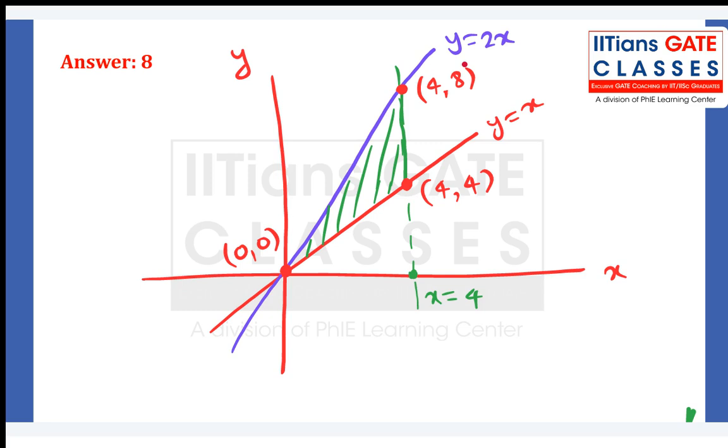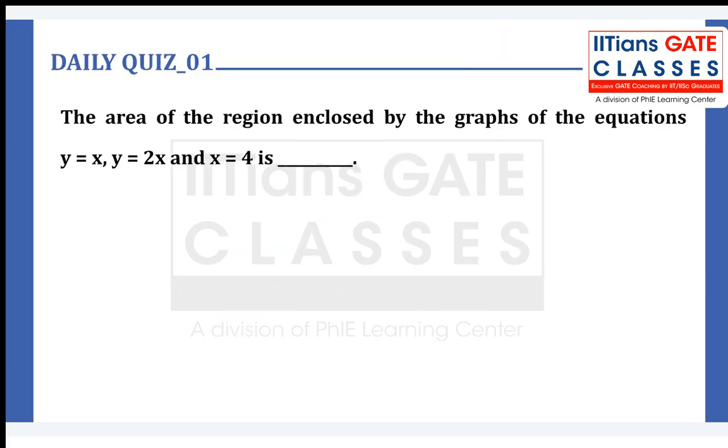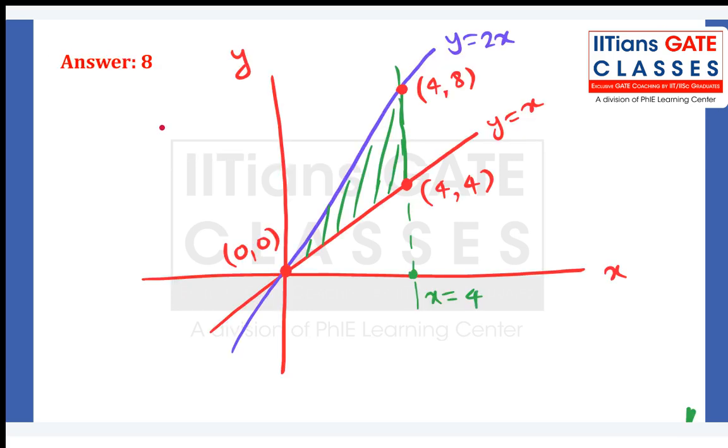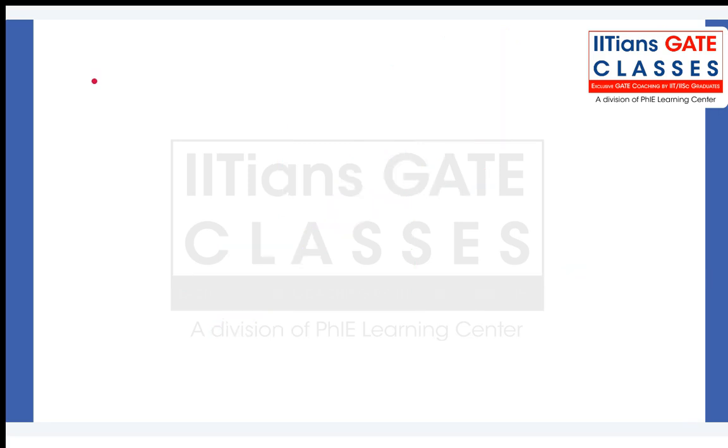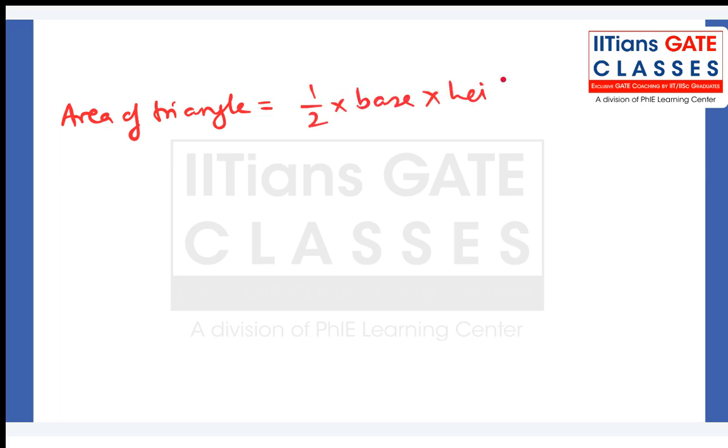Now they are interested in finding the area of this green shaded region. There are multiple ways to do this. One is from here only, because we know that the area of a triangle is nothing but half into base into height. This is the standard formula.